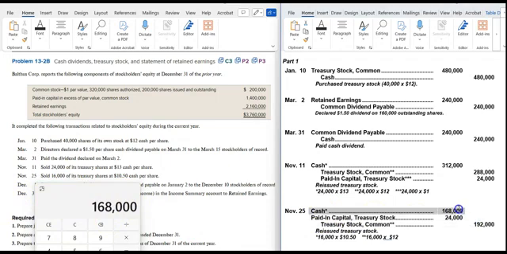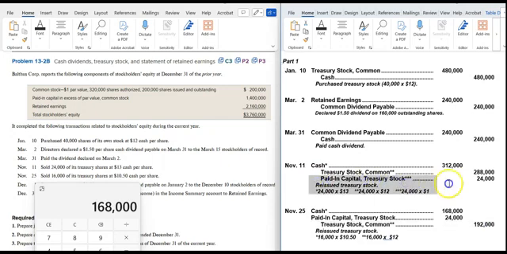We received cash of $168 for stock that we repurchased at $192. We sold it for less. There's a deficit here. We need to fund that deficit as much as we can from our paid in capital treasury stock account.